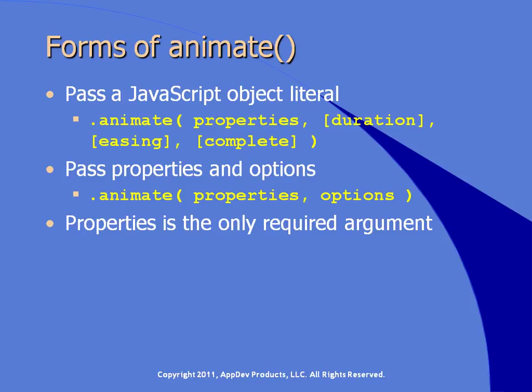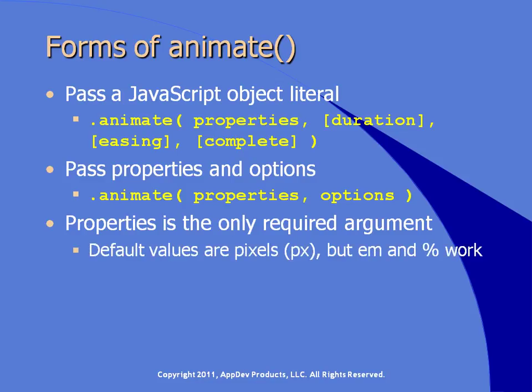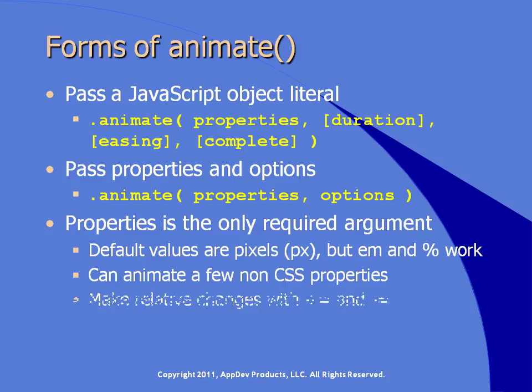In either form of the animate method, the properties argument is the only required parameter. The default property values are in pixels, but you can also use em and % units as well. Some other properties allow other units, but these three are really the most common. You can animate a few non-CSS properties, most notably scroll top and scroll left, as well as custom properties. And one really cool feature is that you can specify relative values to increase or decrease the current property value by, and those use the plus equal and minus equal operators.